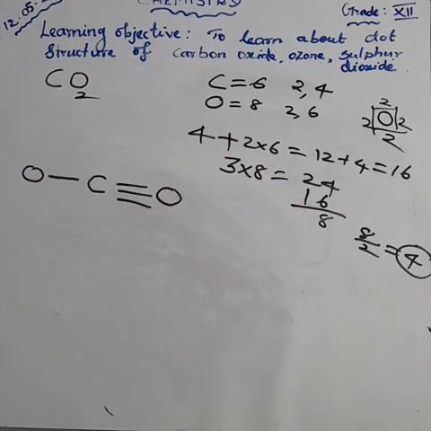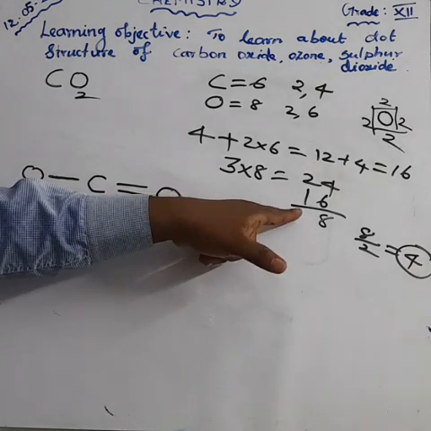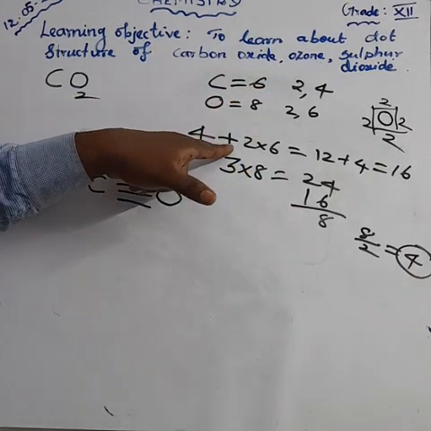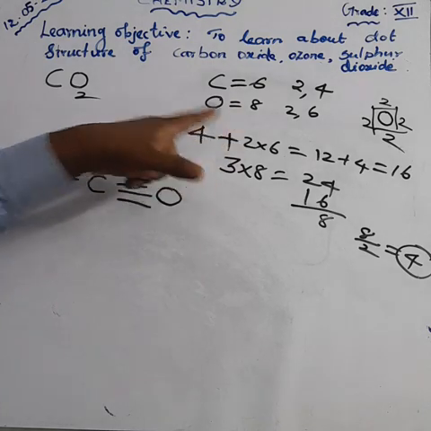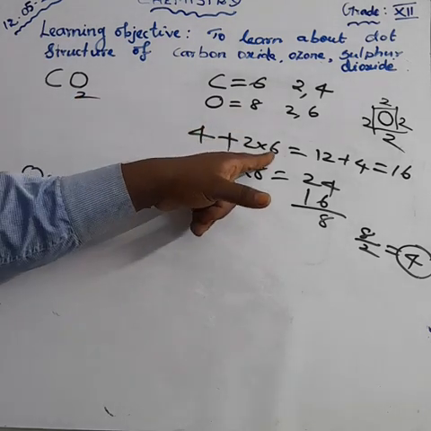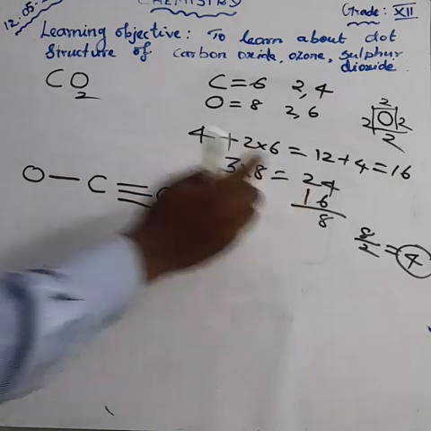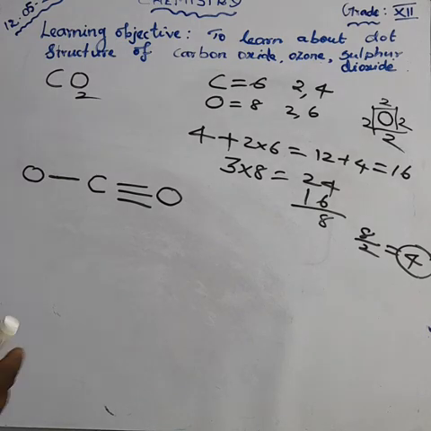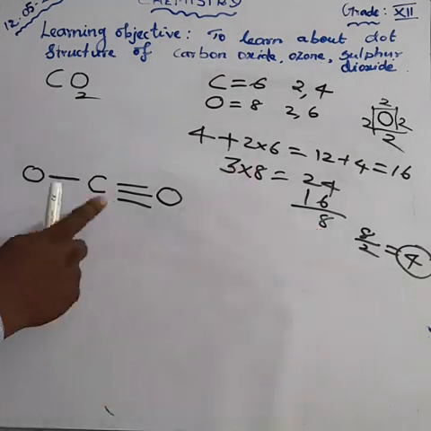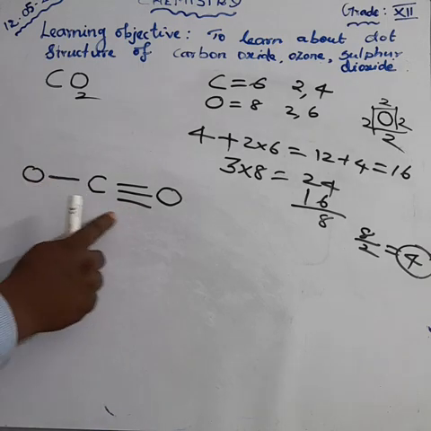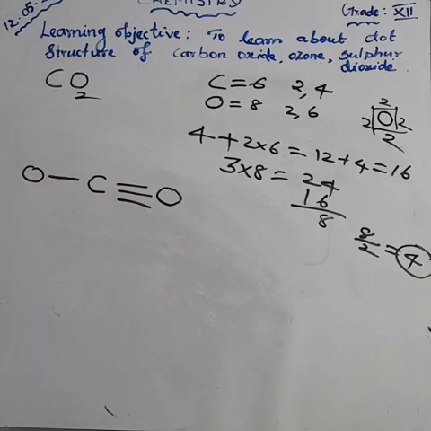Yes or no? Available electrons are 16. That is, the valence electrons of carbon are 4, plus 2 oxygens, so 2 into 6 is equal to 12. 12 plus 4 is equal to 16 electrons. In total, we have 16 electrons. Out of the 16 electrons, 8 electrons are used as bonds. Am I right? 16 minus 8, the 4 bonds. Remaining we have 8 electrons.